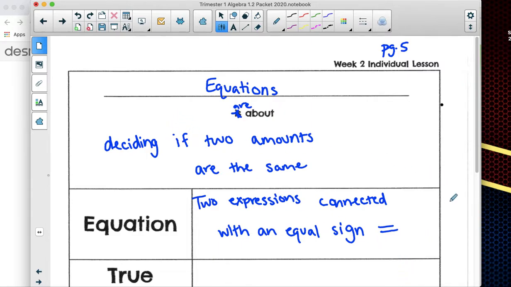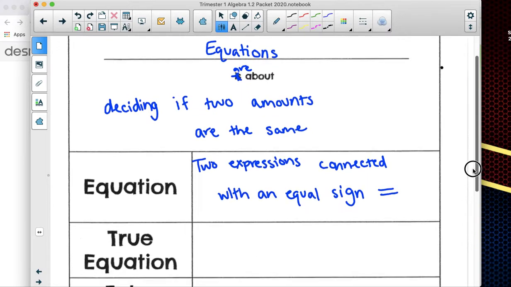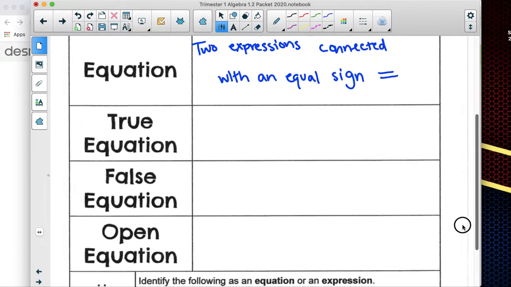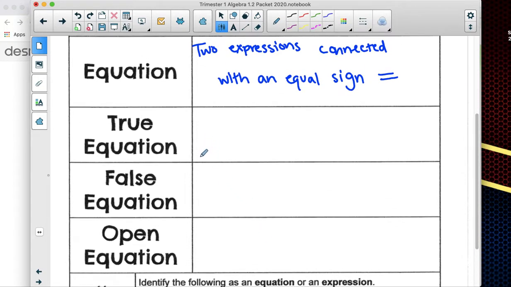Okay, now there's 3 types of equations when we work on this. Okay, there's going to be a true equation, a false equation, and an open equation. So a true equation is when both sides are the same. So it's actually equal. Okay? A false equation is when the sides are different.